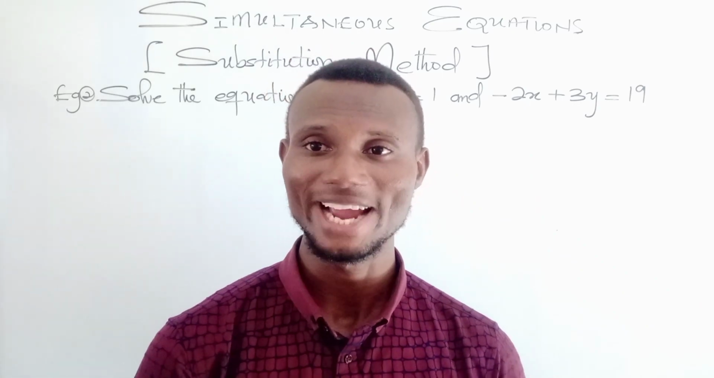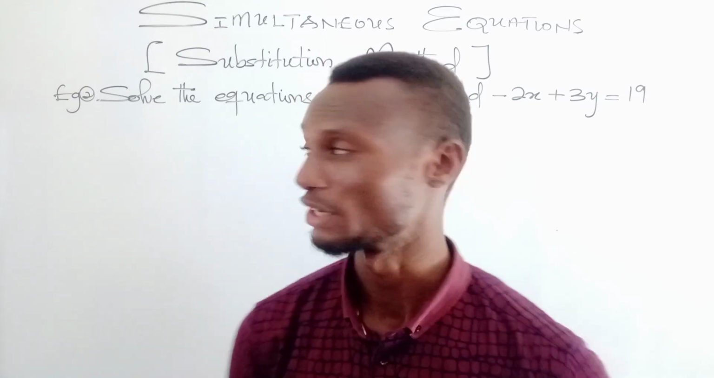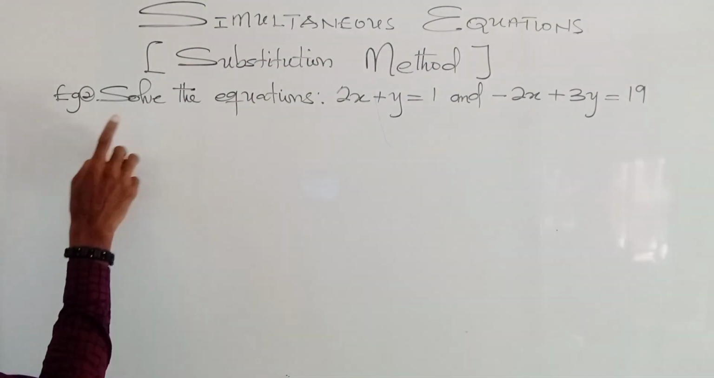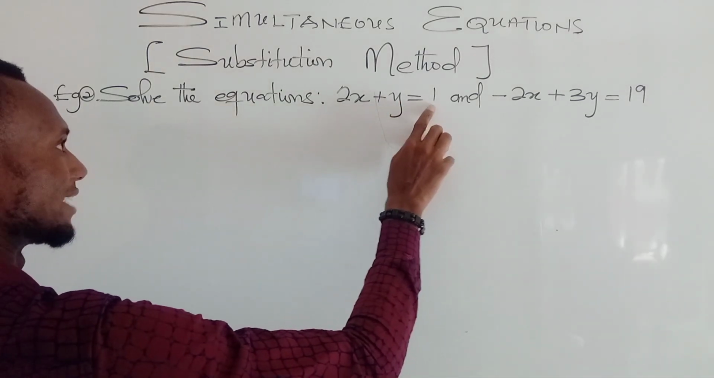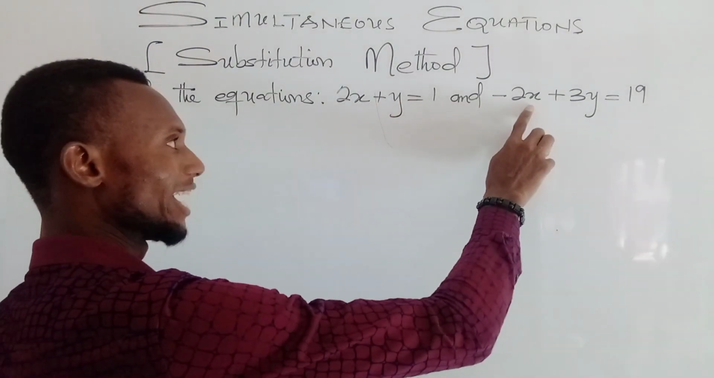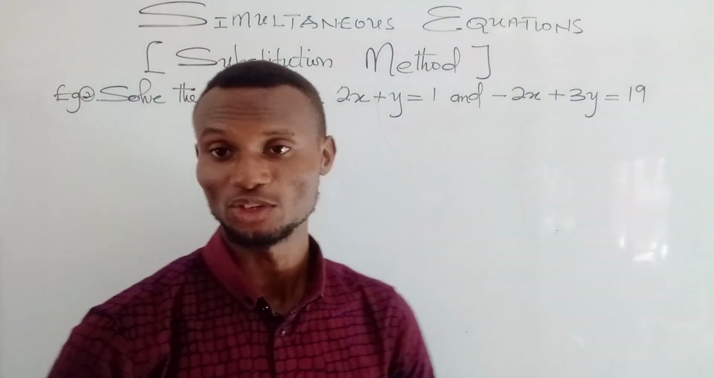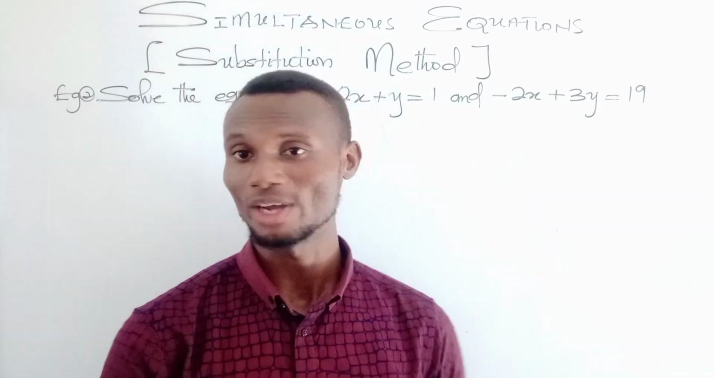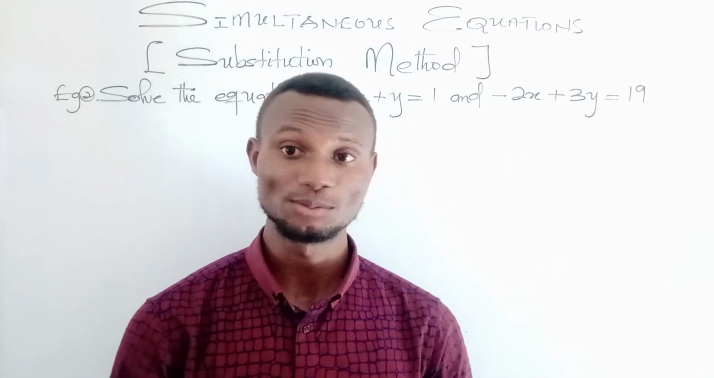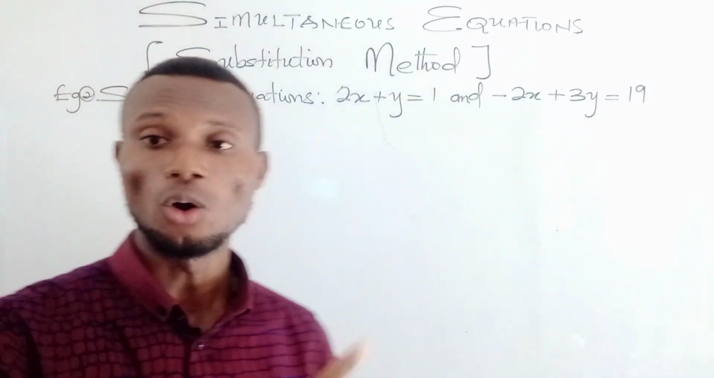Let's go ahead and solve example 2 that I have on the board. It says solve the equations 2x + y = 1 and -2x + 3y = 19. So we are solving for the values of x and y in the given equations using the substitution method. That's why I've written substitution method on the board.